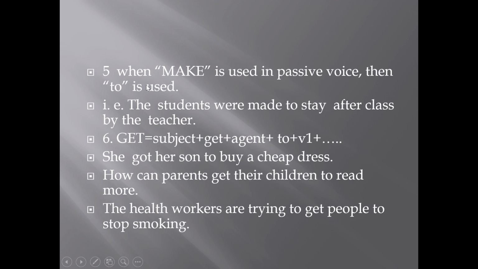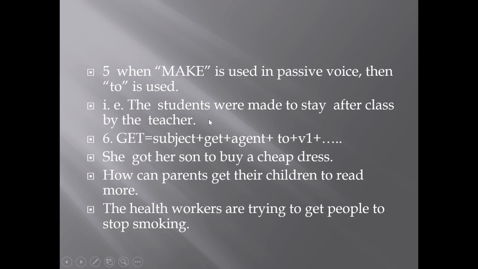Examples, right? And another one. When make is used in passive voice, then to is used. When make is in active voice, there is always a bare infinitive, without to. In passive we use to. Example: The students were made to stay after class by the teacher. By also came, so it is passive. Were is a be verb, after it made, so that is passive. And then to. Before, there was no to there. Students made stay, meaning the teacher made the students stay.